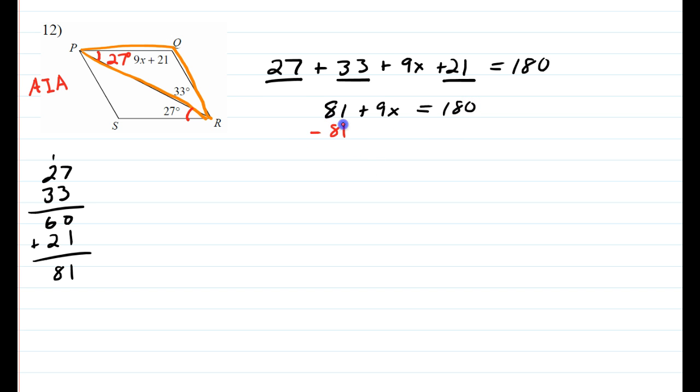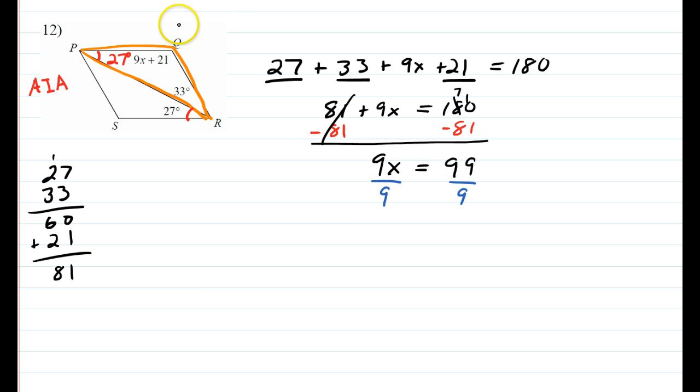Minus the 81 from both sides. So I get 9x equals 99. Now divide both sides by 9. And I get x equals 11.